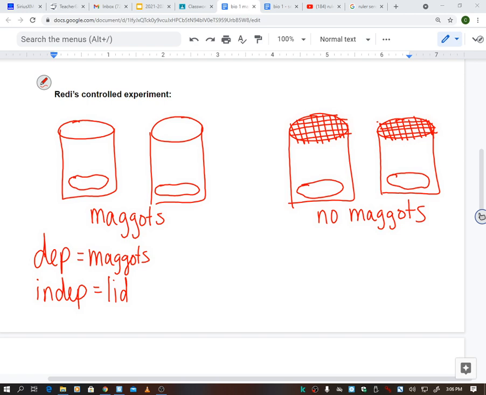And then we said, okay, well, which one is our control? Well, we were testing to see if the maggots were coming from the flies, so this was my test. This is my control to show that, hey, this is what normally happens. So we always have these two variables, dependent, independent, and then we have our control. And like I said, we only ever want to change one thing in an experiment, and that was the lid. All right.